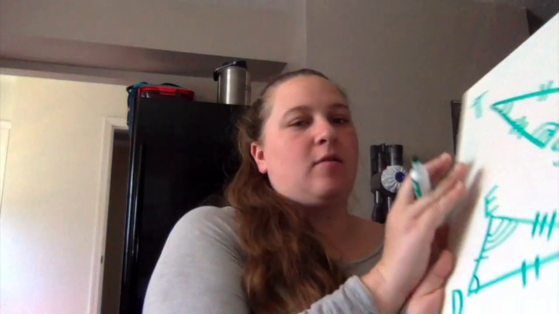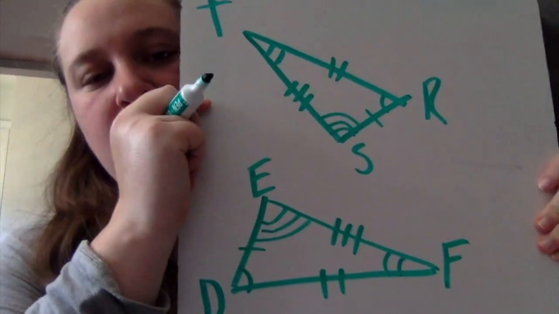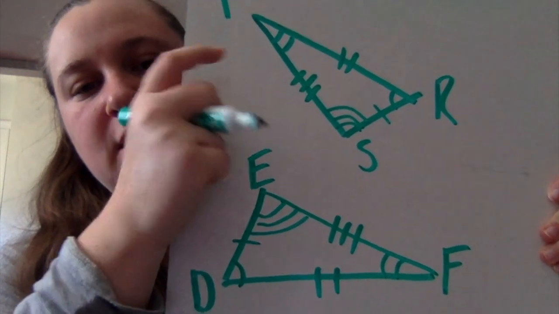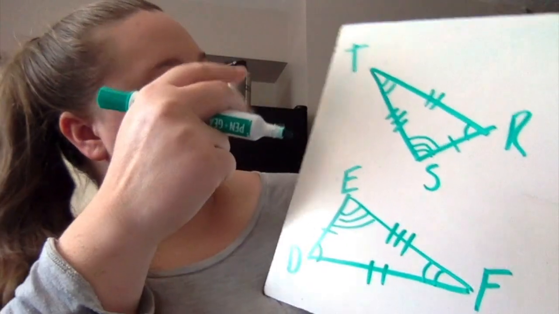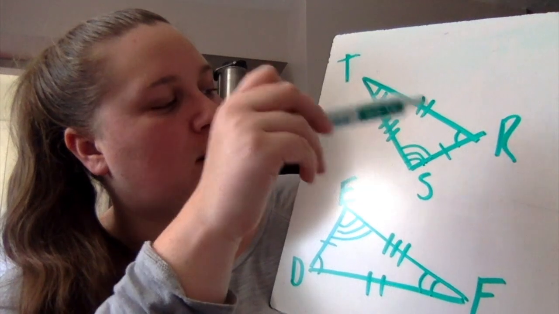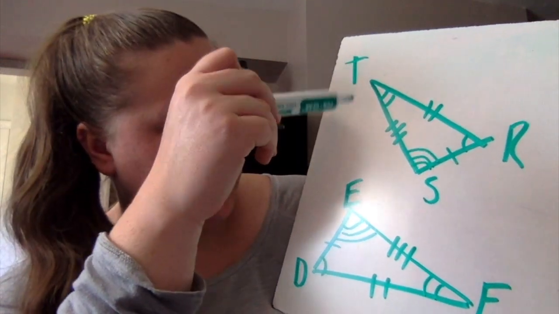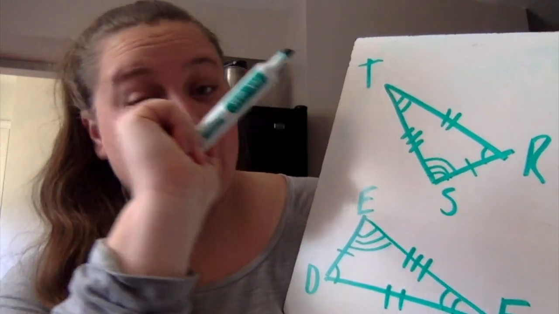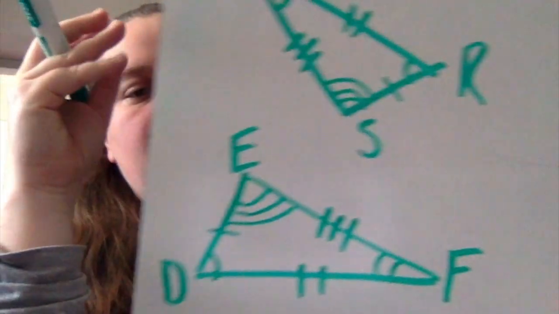Okay, so here we have this picture right here that I drew so beautifully for you. And let's say the problem said these two triangles are congruent. So we have RST and DEF. You're supposed to put them in alphabetical order, so that took me a minute.